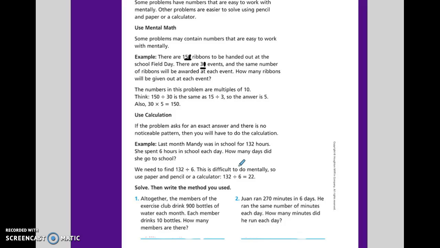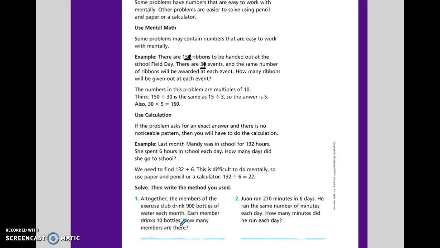So my question for you is, let's look at these next two problems and decide if these are ones that are easy calculations or ones that are not so easy calculations, and I would need to do long division for. So let's look at the first one here. Altogether, the members of the exercise club drink 900 bottles of water each month. Each member drinks 10 bottles. How many members are there?